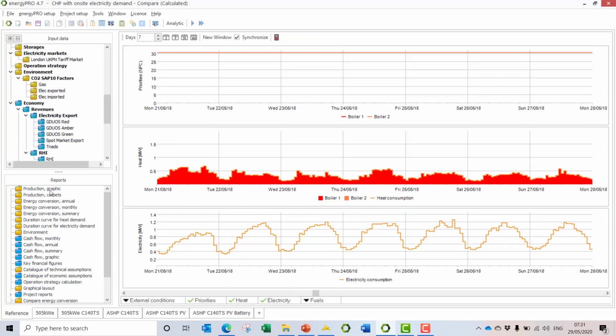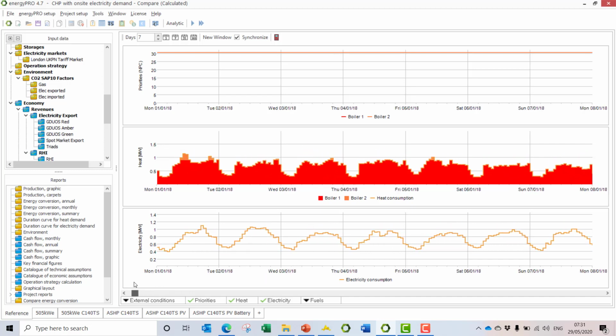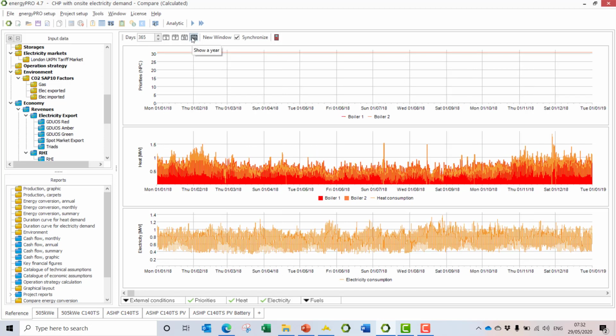Then you'll see we can see our heat demand. So this is an hourly simulation. You can see boilers. Boiler 1 is supplying the heat demand most of the time. Down the bottom we've got an electricity demand which is varying. This is a week. We happen to be in May here. We could zoom around in the whole year and look at January. We could look at the whole year as one.